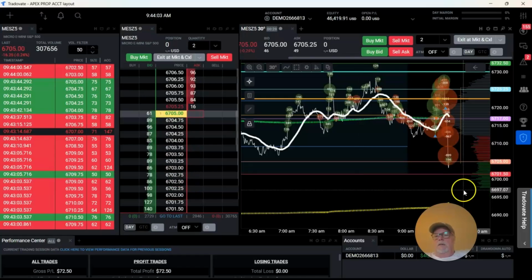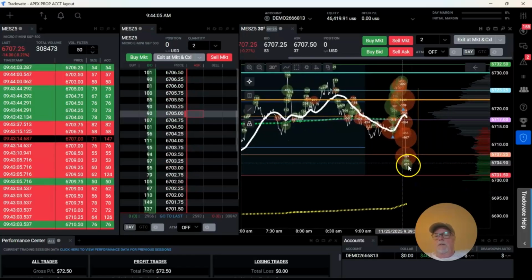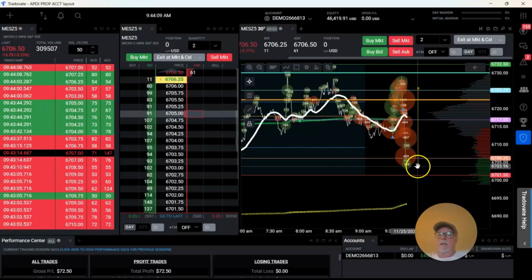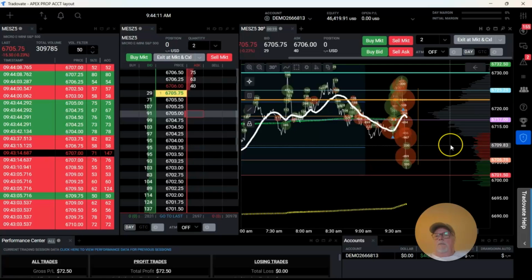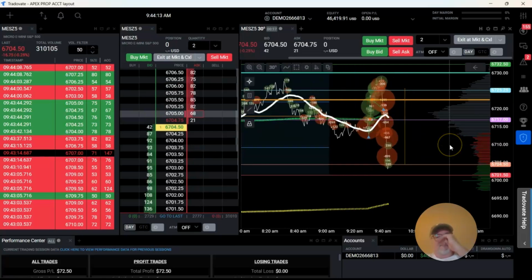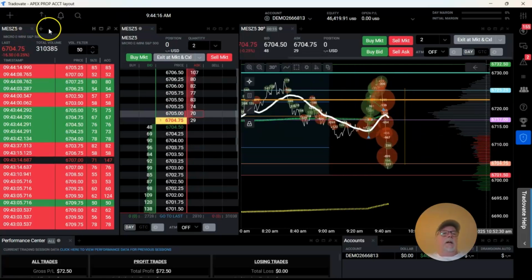And there's the buyers. There they go. Good place to buy, guys. Looks like a fading kind of day. All right, I'm gonna get out here.